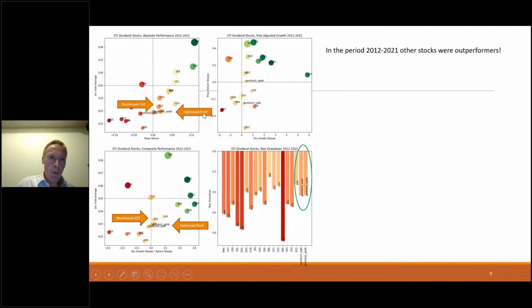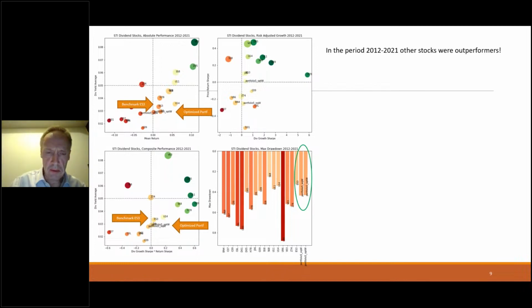So the optimized portfolio, when you keep that static, started performing worse than the benchmark ES3. And you see that also here in the bottom left quadrant. It has a lower average dividend yield and lower dividend growth and lower price return Sharpe than the benchmark ES3. And it has also a lower drawdown. So I thought, okay, that doesn't look good. What can we do about this?